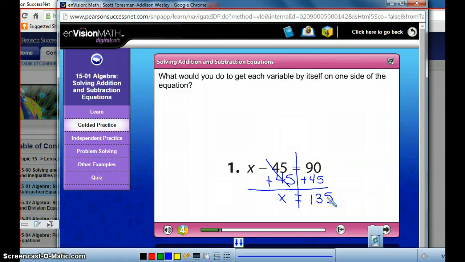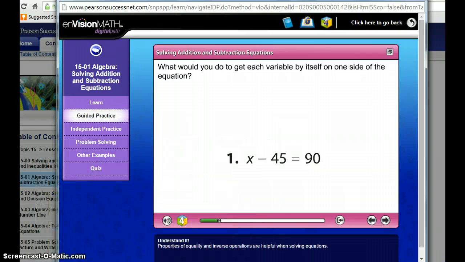How could I check this? Grace? Yeah, so you can check to see if you're correct. I just figured out what x is. I believe it's 135. So if I plug it into the original equation, if I plug it in for x, 135 minus 45, I should get 90. And I do. If not, then I messed up and I need to go back. Okay. Next one.